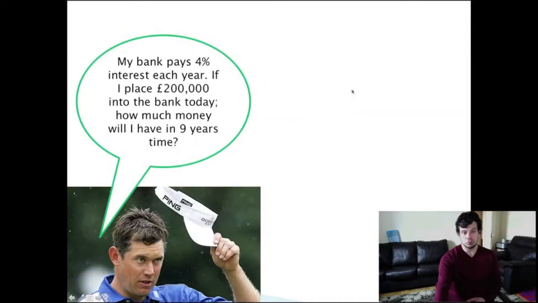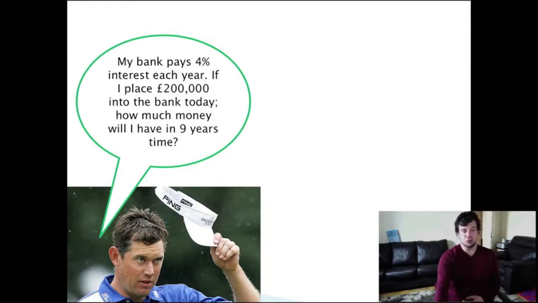My bank pays 4% interest each year. If I place £200,000 into the bank today, how much money will I have in 9 years' time? Well, Lee Westwood seems to be banking with the Bank of Yorkshire, if such a bank exists.